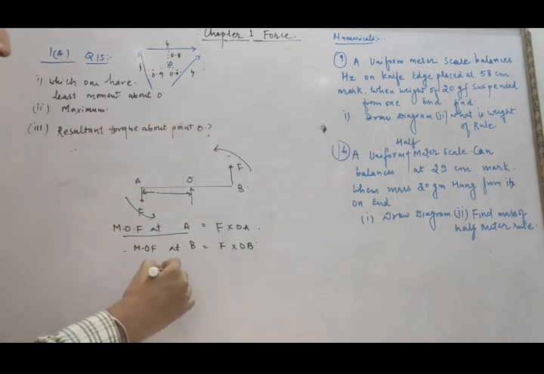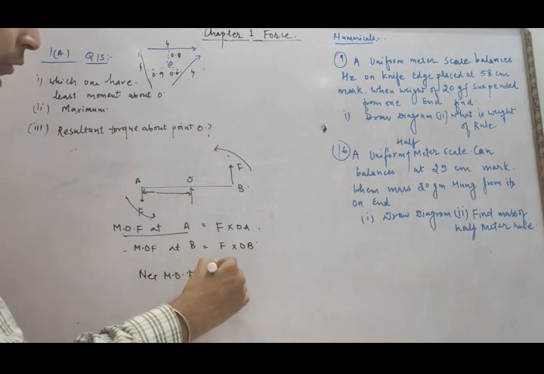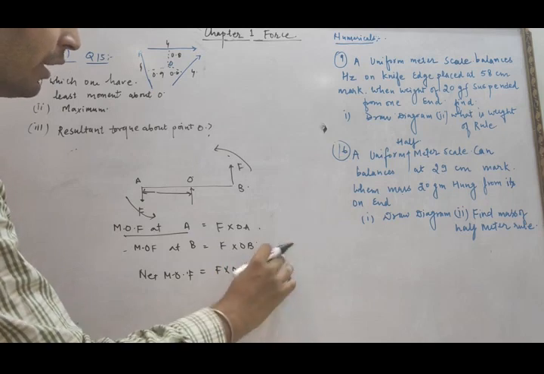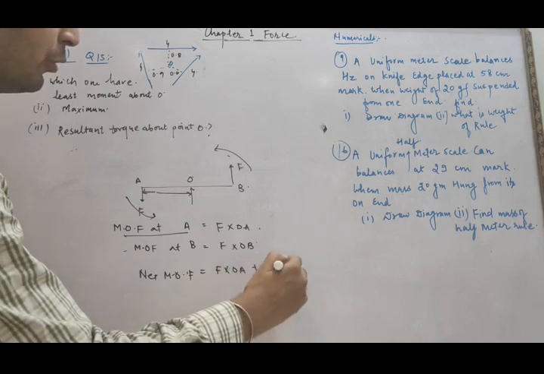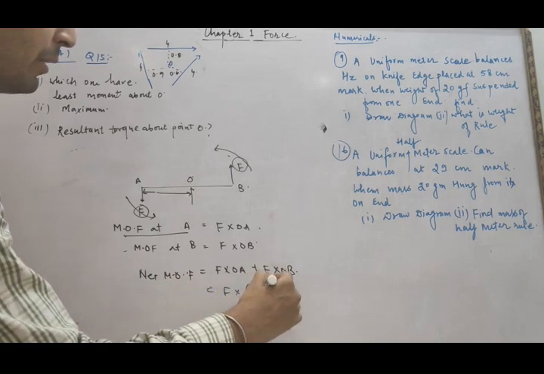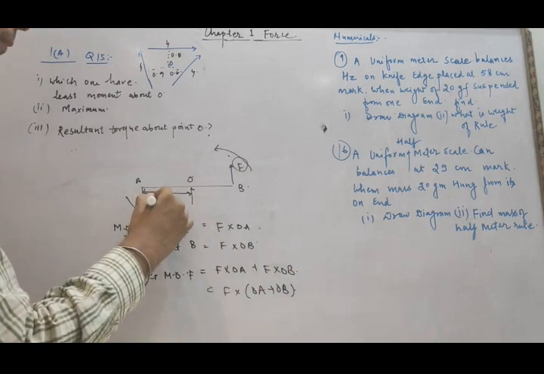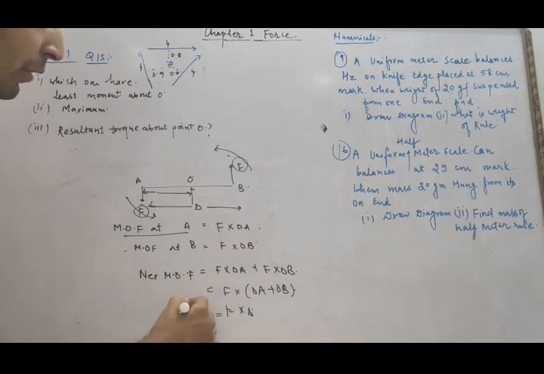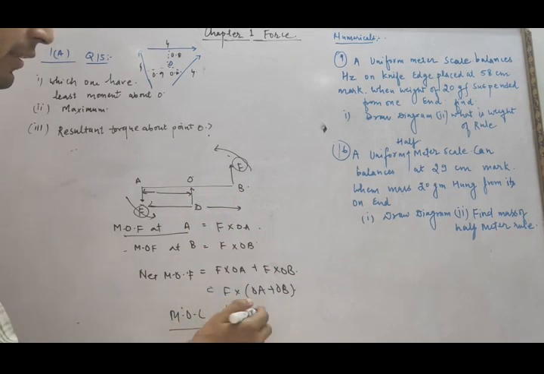So the moment of force equals F into OA plus F into OB. Because this is the condition of a couple, the forces must be equal, but they are not acting on the same line of action. So this becomes F into (OA plus OB), and OA plus OB equals the total distance d. So F into d will give you the moment of couple. Moment of couple is T.